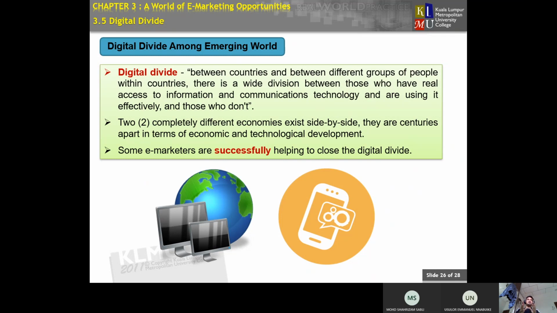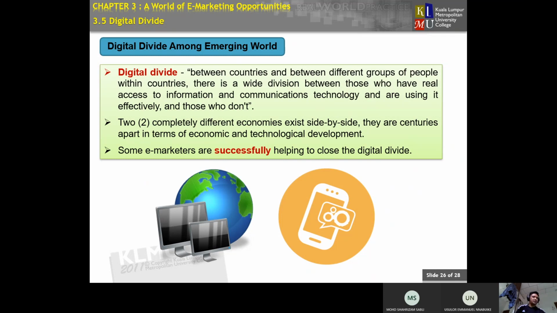Like before, when we started this particular chapter, you still remember when I talked about how not all people, for example in Malaysia, even though Malaysia is a small country, not all the population inside Malaysia has access to the internet. Even for those having internet, it doesn't mean they are using it effectively. So we call it digital divide: a gap between the effectiveness of usage of the internet and the access towards the internet itself.